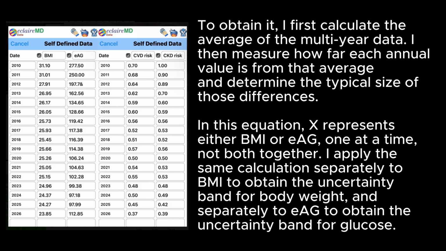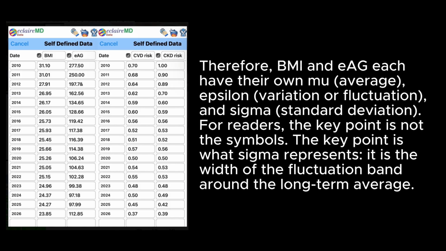In this equation, x represents either BMI or EG, one at a time, not both together. I apply the same calculation separately to BMI to obtain the uncertainty band for body weight, and separately to EG to obtain the uncertainty band for glucose. Therefore, BMI and EG each have their own mu average, epsilon variation or fluctuation, and sigma standard deviation.